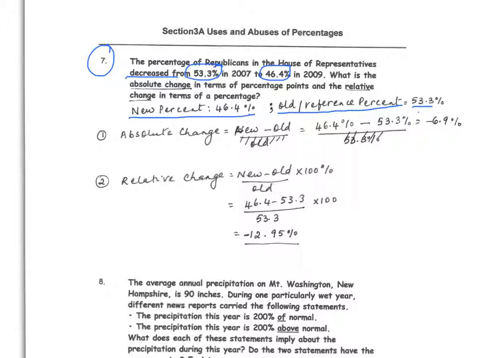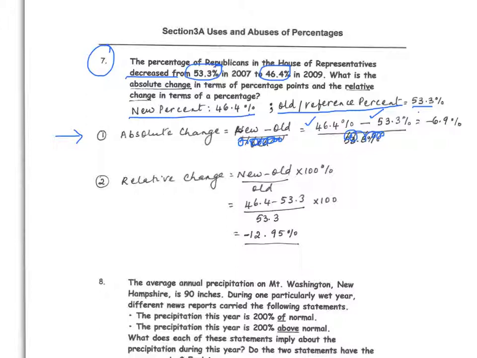So we need to find the absolute change. If you remember what the definition of absolute change is, it is just the new value minus the old value. The new value minus old value. That's the absolute change. So the new value is 46.4%. So we plug in that number, minus the old value, which is 53.3%.